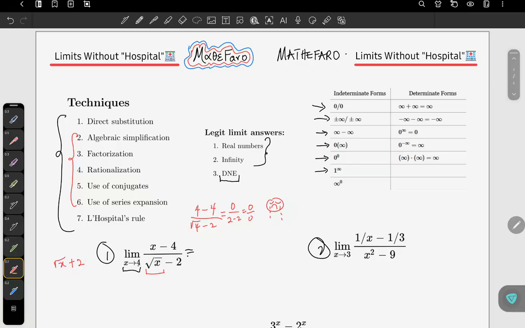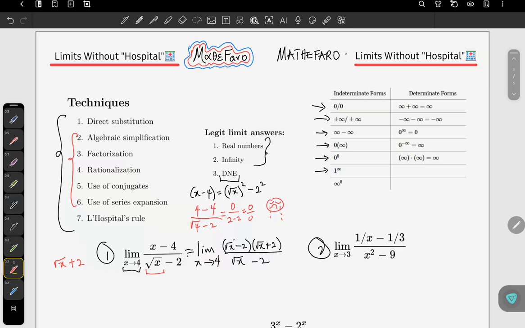Another thing that I can do, which I will do in this case, is to use factorization. I'm going to do this because it's not something common. So x minus 4, note that x minus 4 is the same thing as square root of x squared minus 2 squared. So this is a difference of 2 squares. So this is the limit as x approaches 4 of square root of x minus 2 times square root of x plus 2, all over square root of x minus 2.